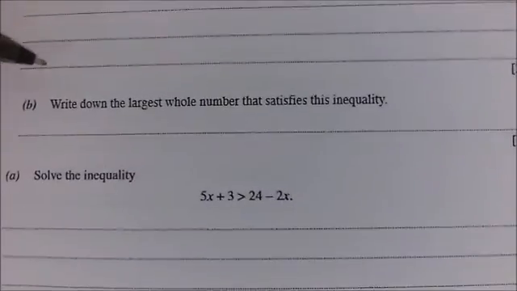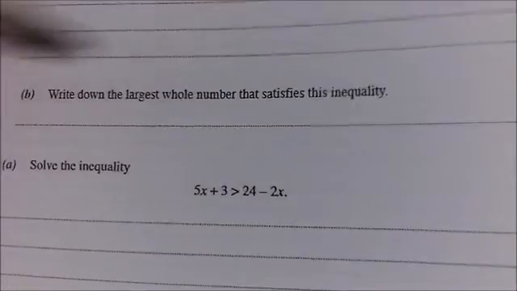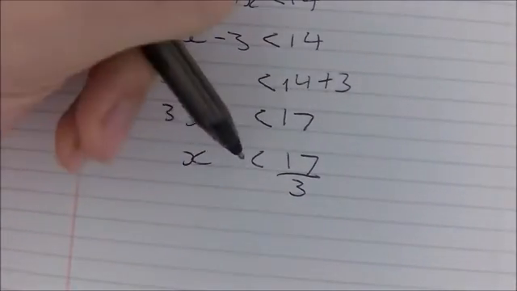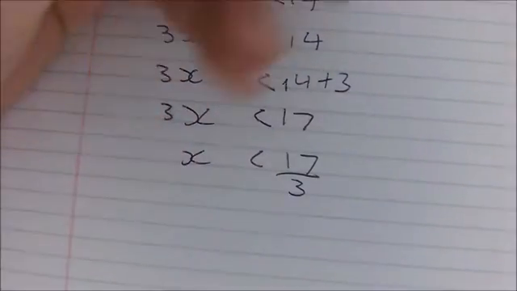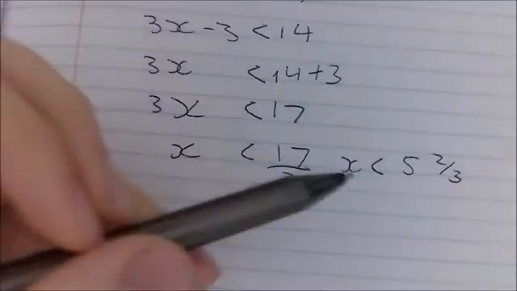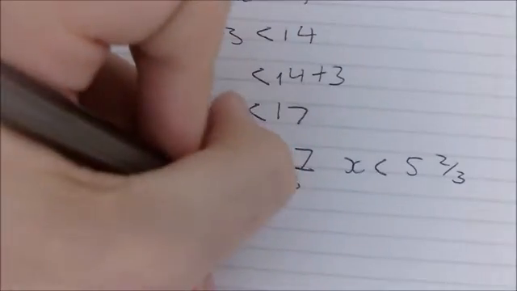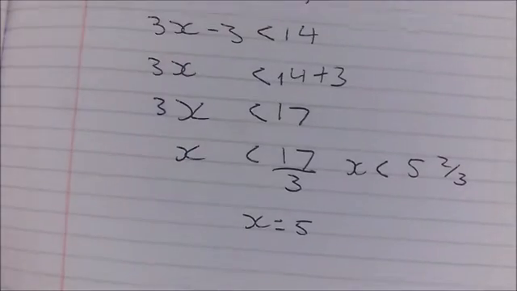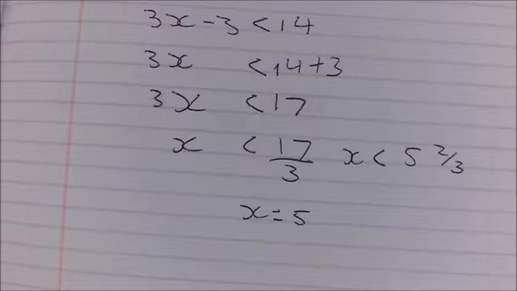But then question B asks to write down the largest whole number that satisfies the inequality. So we've got to think of the biggest number that's smaller than 17 out of 3. Well, 17 out of 3 is actually 5 and 2/3. So the biggest number that's smaller than 5 and 2/3 is going to be 5. So x equals 5. So the largest number that satisfies the inequality is 5.